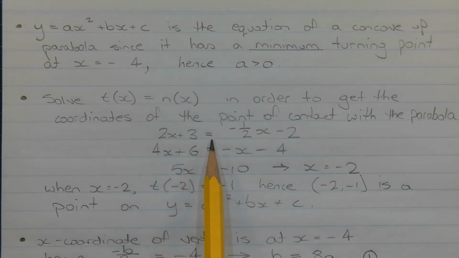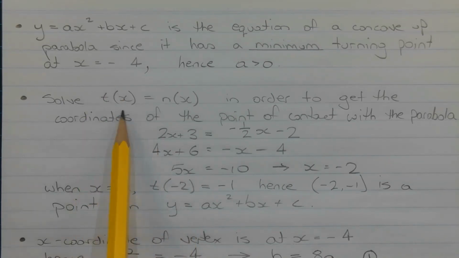So solving 2x plus 3 equals negative 1 over 2 times x minus 2, multiplying all the terms by the denominator 2, we get 4x plus 6 equals negative x minus 4. Moving all the x's over to the left-hand side and the constants over to the right-hand side, collecting the like terms, we get 5x equals negative 10, so x is equal to negative 2. And when x equals negative 2, t of negative 2, so I'm just using this equation here to find the corresponding y-coordinate, we get negative 1. Hence, negative 2 comma negative 1 is a point on the parabola y equals ax squared plus bx plus c.